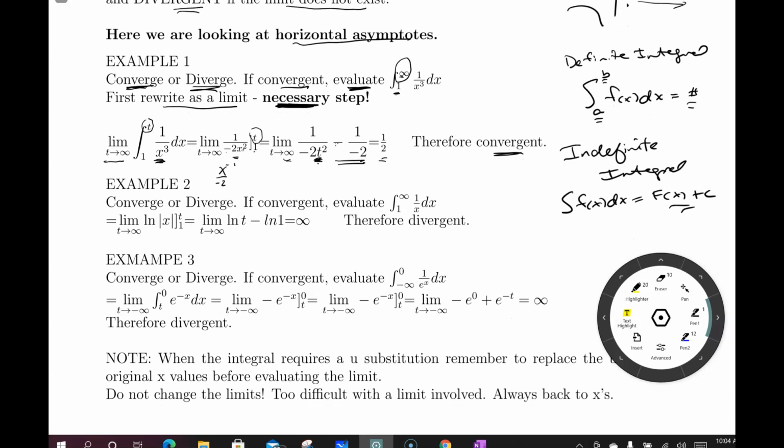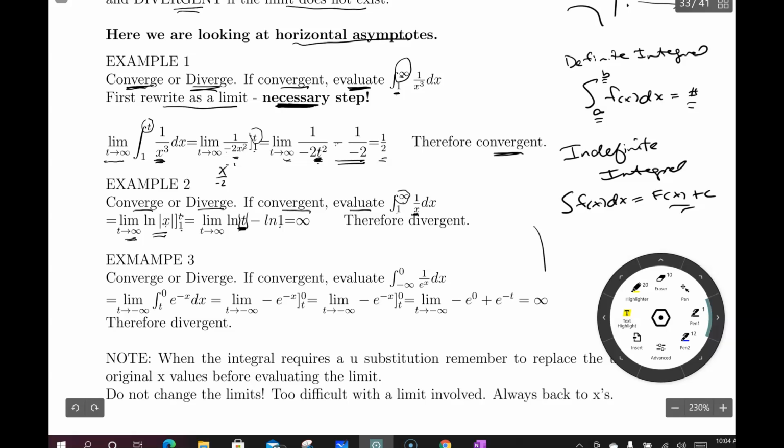Here's another example. So the question again would say converge or diverge. If convergent, evaluate. So here's 1 to infinity. Your first step is to rewrite this as a limit. And this is a super easy integral, right? So I just went and did the integral, and then I rewrote 1 to t, because I'm letting t go to infinity. I plug in the top limit, because I should keep absolute value bars there. Subtract off, plugging in the bottom limit. Then I let t go to infinity.